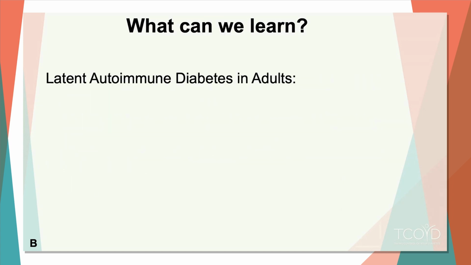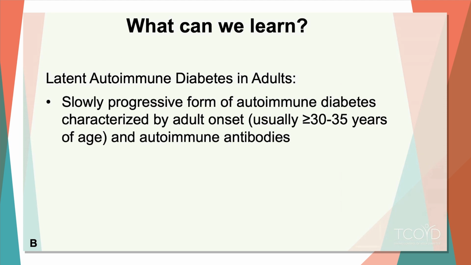Good. So this is a slowly progressive form of autoimmune diabetes. It is type 1 diabetes. It's characterized by adult onset, and they say usually at an age greater than 30 to 35. We know that's not always the case. It can be younger than that. It definitely can be older than that. It can be any age as an adult.